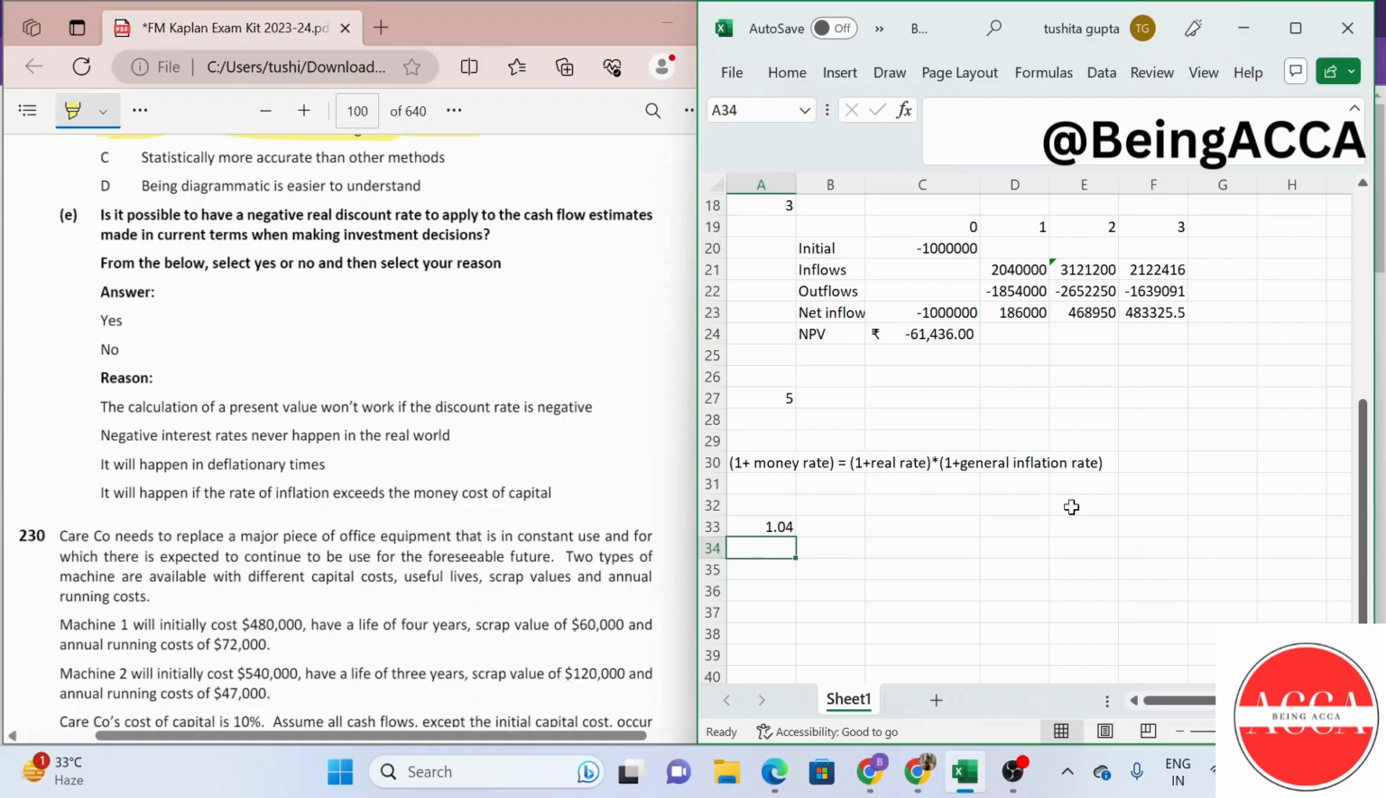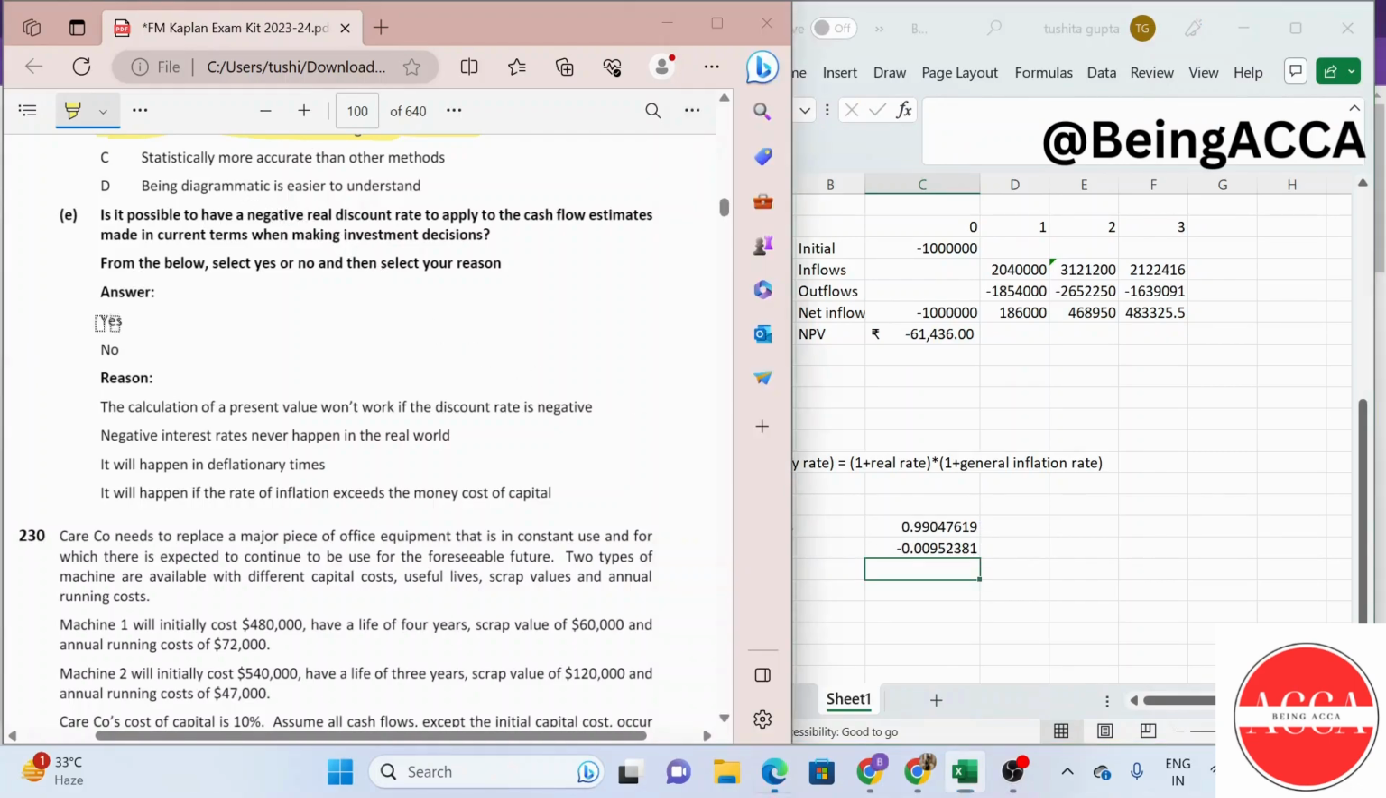And let's suppose the general inflation rate is more, let's suppose 5%, which will make this figure over here 1.05. Now, if I have to find the real rate, I'm going to take the general inflation rate over this side, and it is in multiplication over here, and here it will be divided. So if I perform this calculation, I will have this as my answer: 1 plus real rate is this, and if I find out my real rate from this, it will be minus 1, and again this will come out to be negative. So yes, it is possible to have a negative real discount rate.